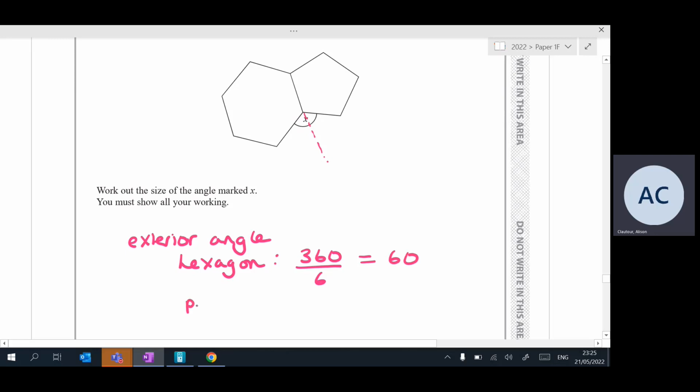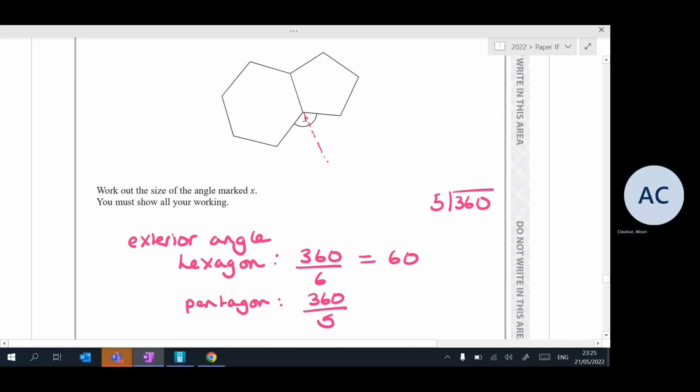If I do the pentagon, 360 divided by 5. I'm not sure about that one. Do a little division at the side. So 7, remainder 1. So that would be 72.